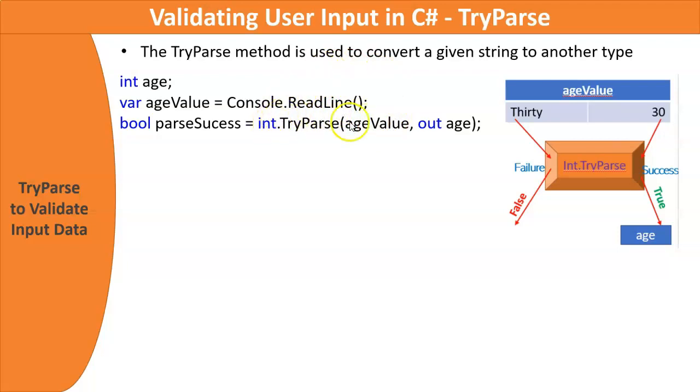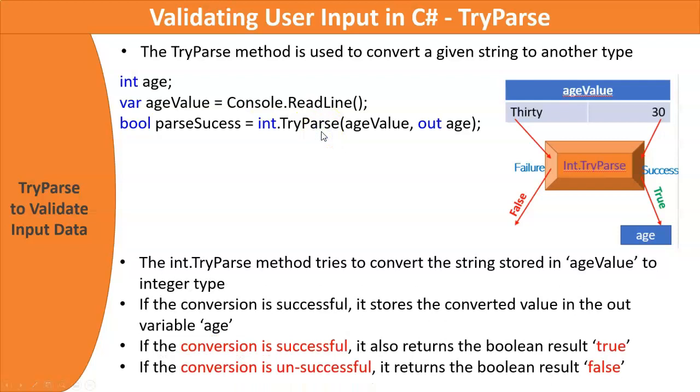So here you can see the first argument of the TryParse method is the variable age value. So this method will try to convert the age value into an integer type data, and if that conversion is successful, this method will return a result true. If the conversion is not successful, this method will return a false value.